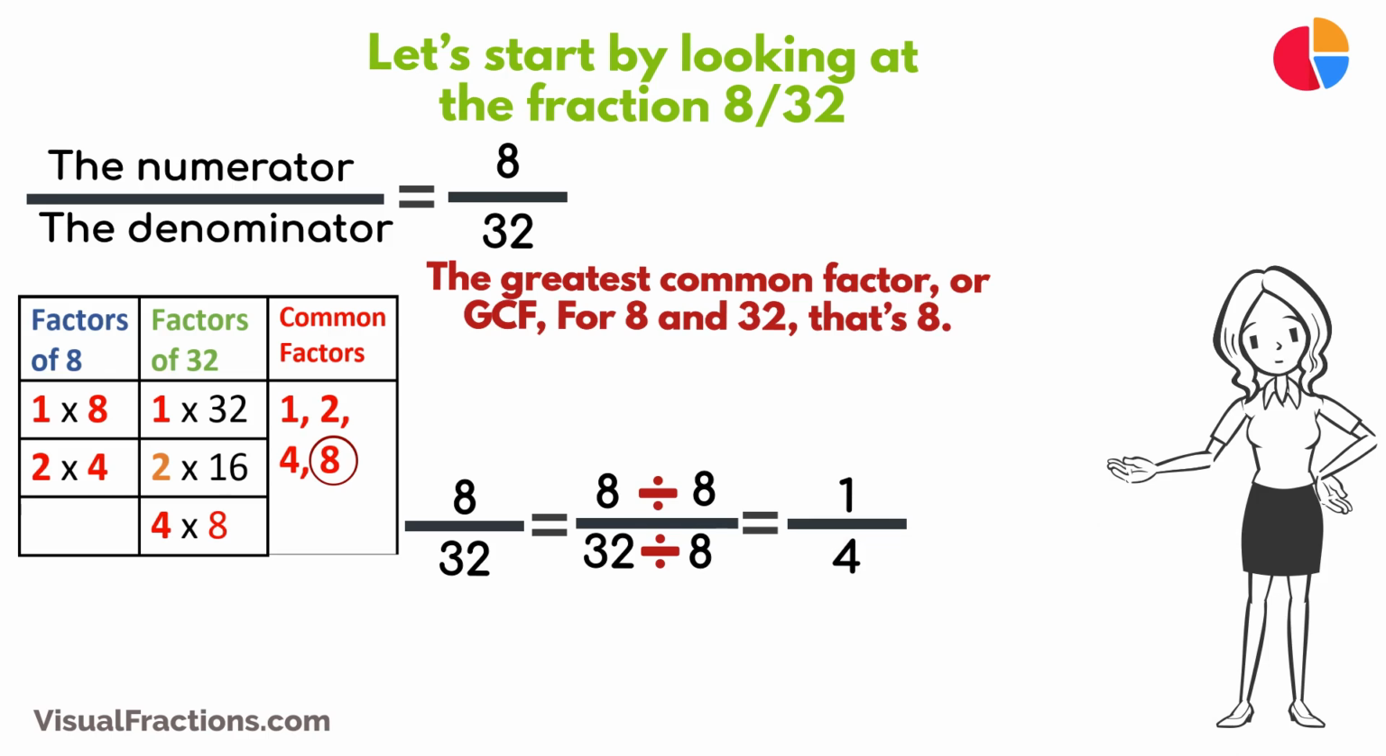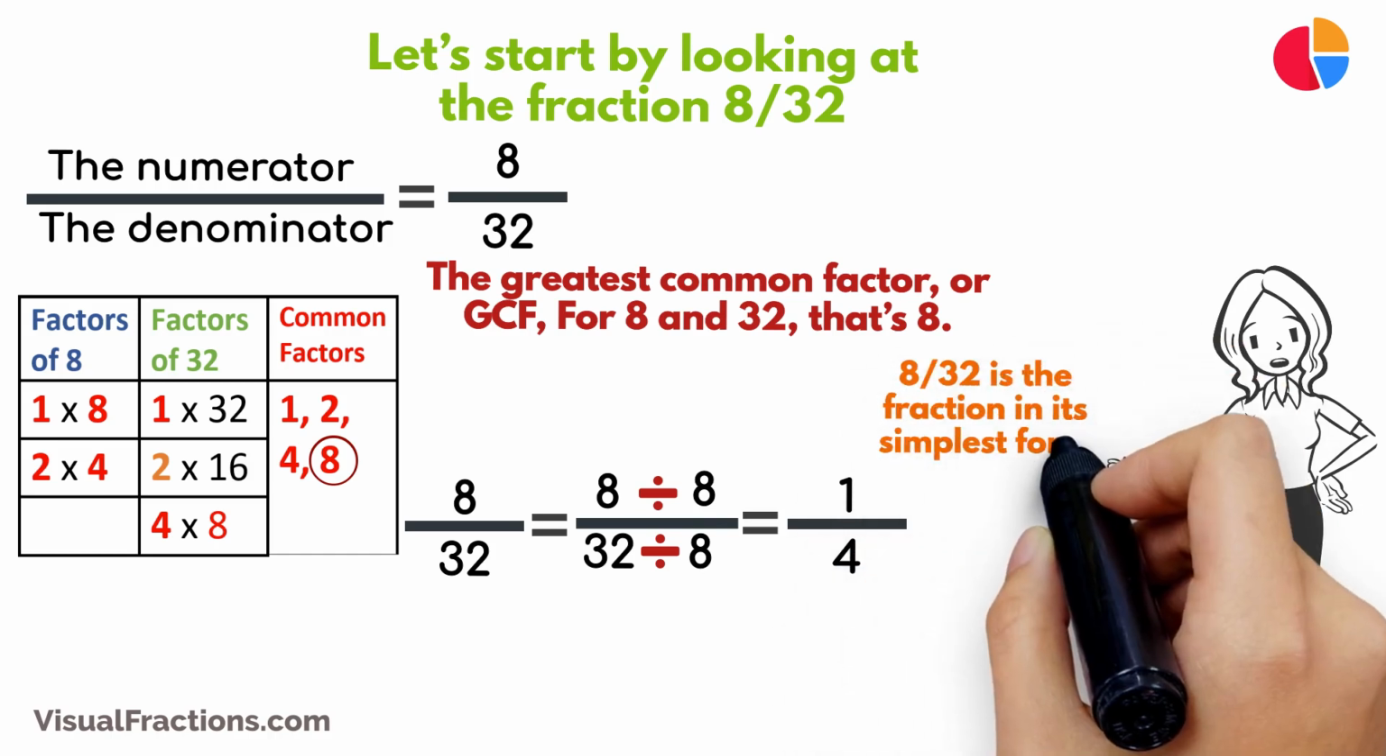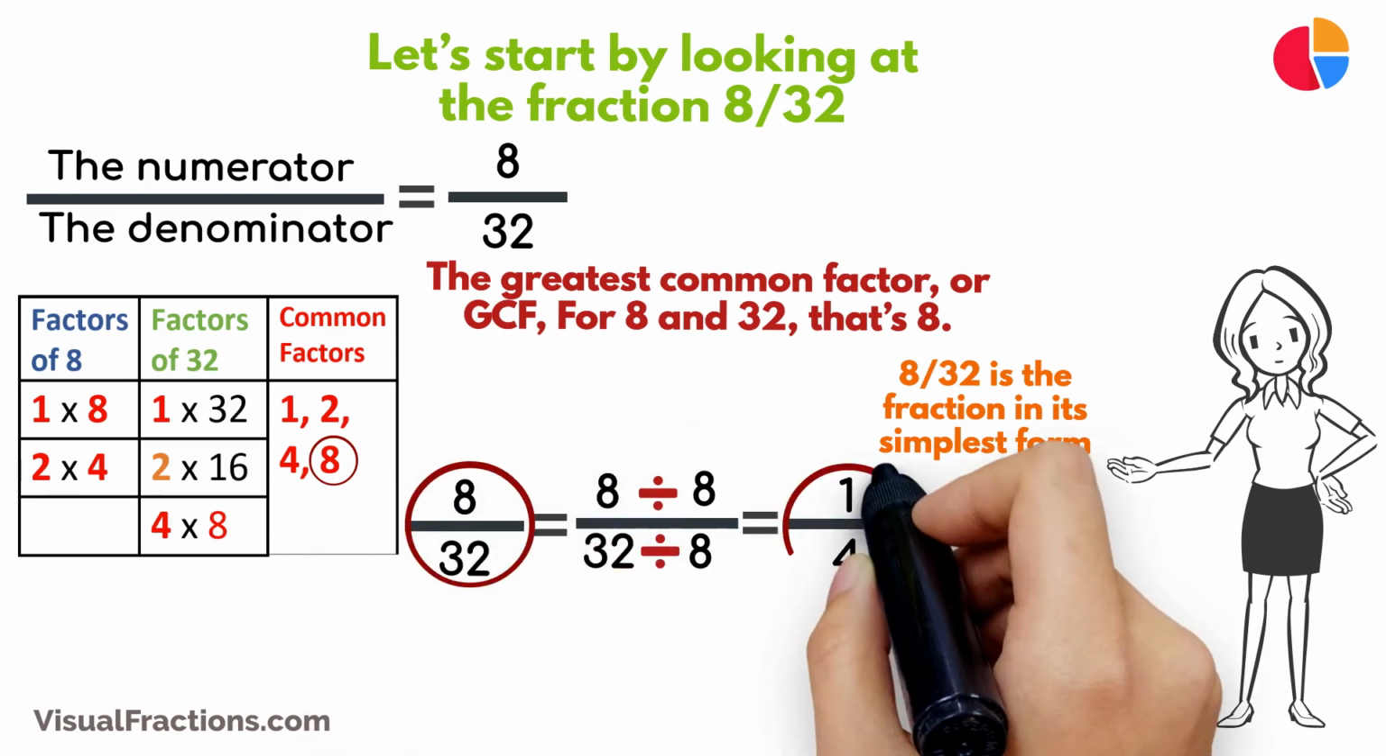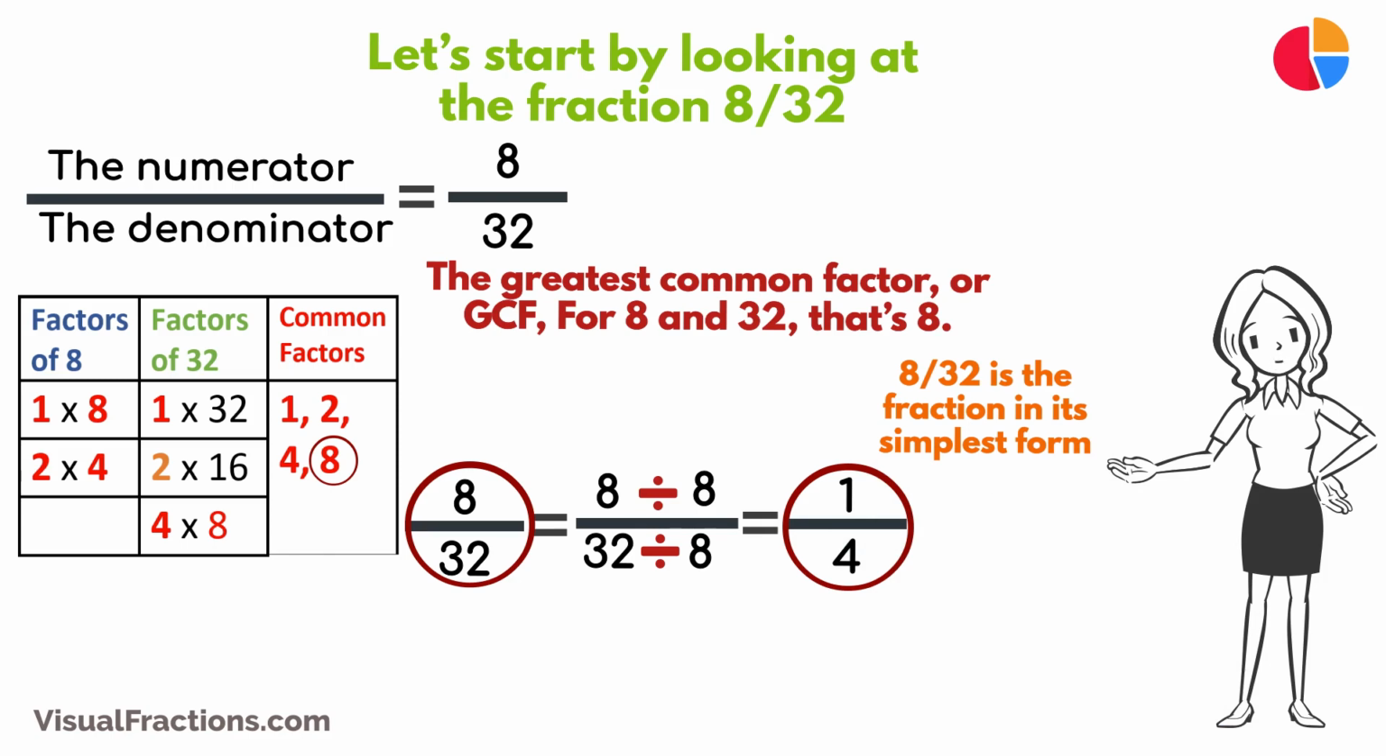So, simplifying 8/32, we end up with 1/4, which is the fraction in its simplest form and cannot be reduced any further. It's important to note that both the original fraction 8/32 and the simplified fraction 1/4 have the same decimal value, which is 0.25. This demonstrates that simplifying a fraction does not change its inherent value but makes it easier to understand and use.